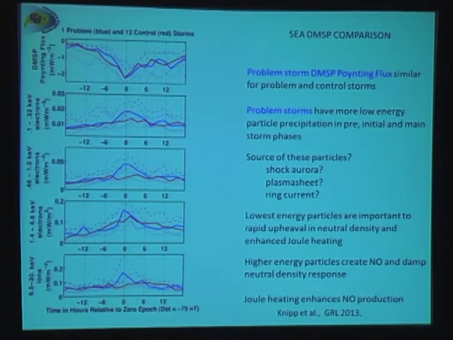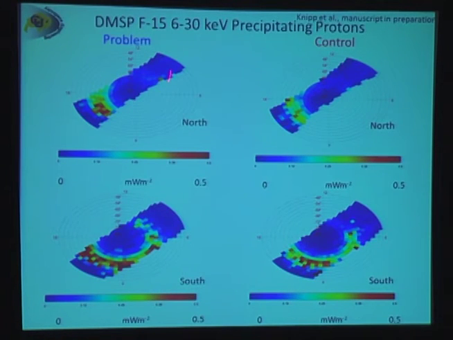proven that yet. What we have been able to show, using the DMSP data, is that the Poynting flux is about the same in terms of energy deposited between the two types of storms. But if we go interrogate the particles, the auroral particles that I mentioned, in the problem storms around the time of real storm onset, those particles are way up in terms of flux. Tremendous amounts of particle energy coming in, able to create that nitric oxide. Why is that? What makes them different? I just want to show you here problem and control storms. Here are the precipitating ions.